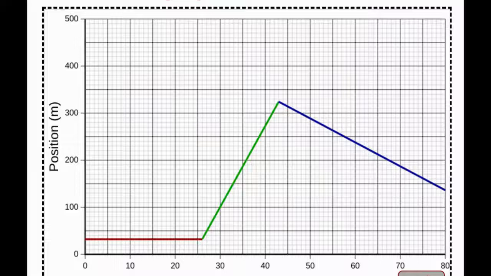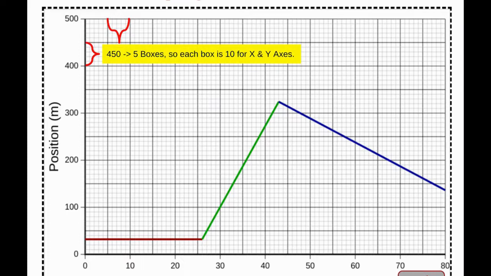This is just a quick review to help you with the simulation homework problem, finding the slopes of these lines for position versus time. So when you look at this sim from 400 to 450, there are 5 boxes. So that means that each box is worth 10, and that goes the same for the x-axis.